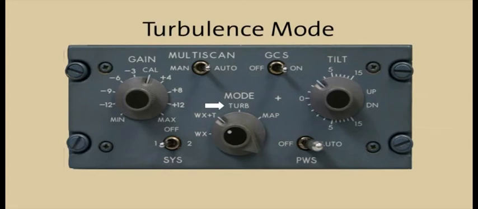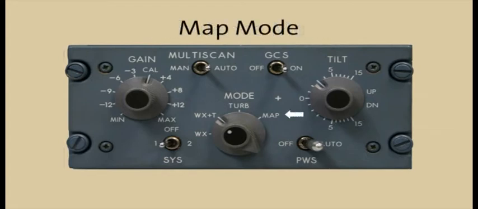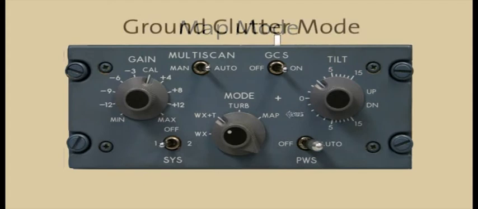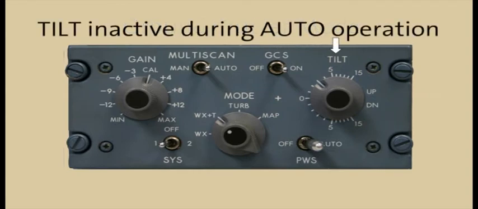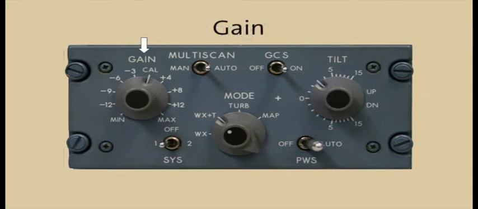system is visible. Map mode displays all the information that the radar sees, both ground and weather returns. The ground clutter suppression switch is similar to map mode, except it is a spring-loaded momentary function. The tilt control is inactive during auto operation. Full above and below calibrated gain is available during both manual and auto operation.